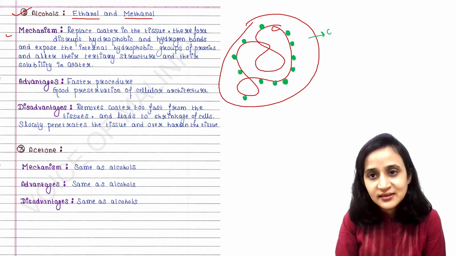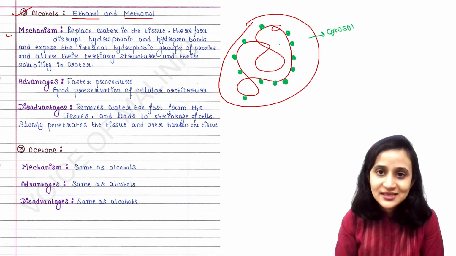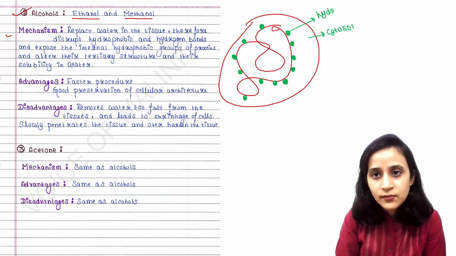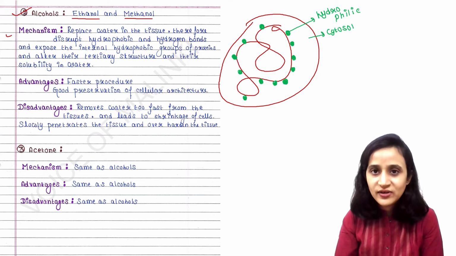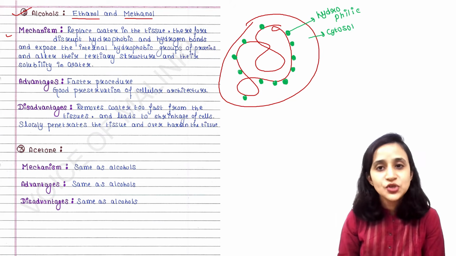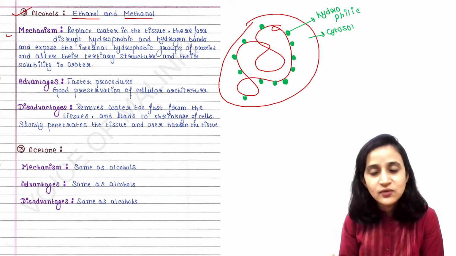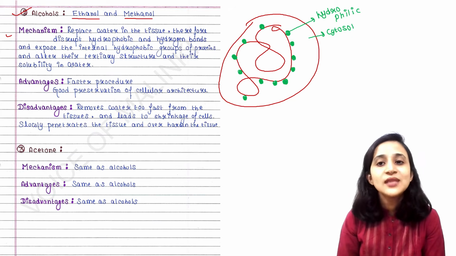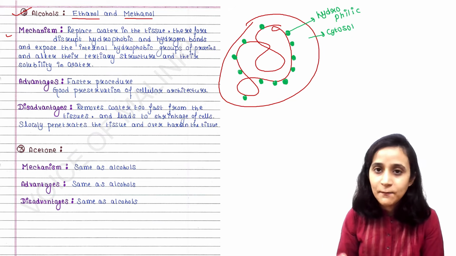So these amino acids will face the cytosolic portion of the cell. So this is the cytosol. These amino acids are hydrophilic, and as they are hydrophilic, they will always face the cytosolic portion of the cell, because cytosol contains water and these amino acids are water-loving, so they will face that cytosolic part.